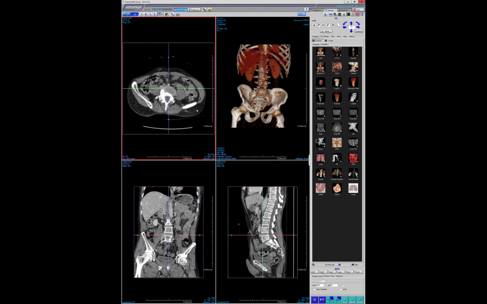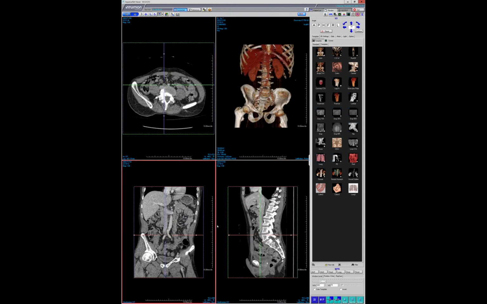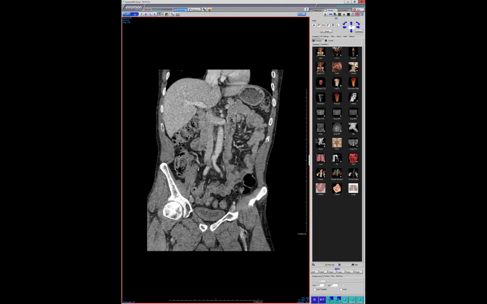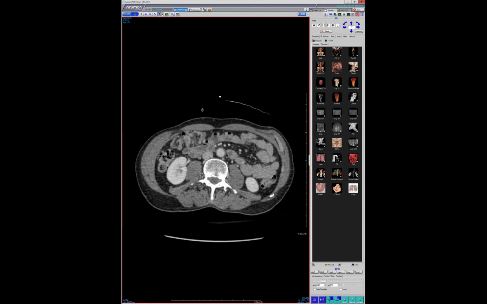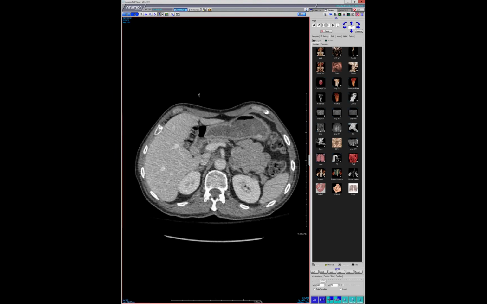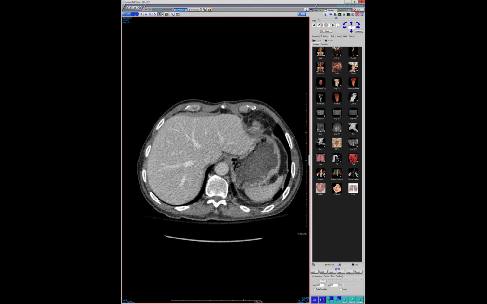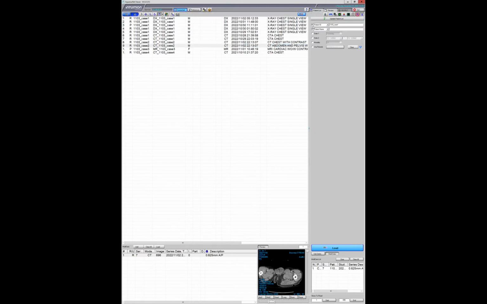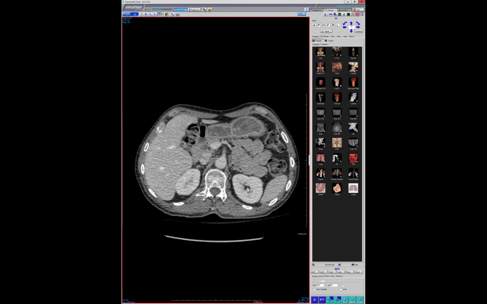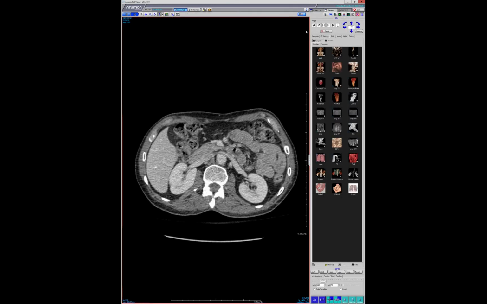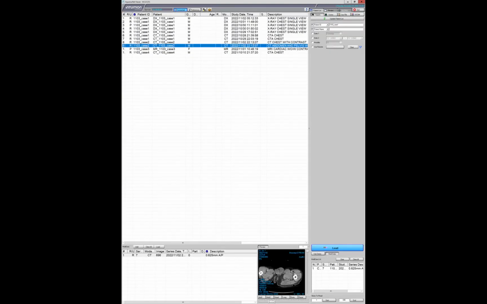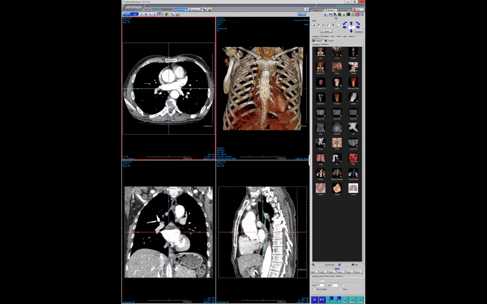Here is the iliac, which is pretty much subtotal occluded. There's a little bit of flow through it, but pretty much occluded. But his kidneys are fine. Everything else looks fine. His branch vessels off the aorta look fine. There's nothing there.